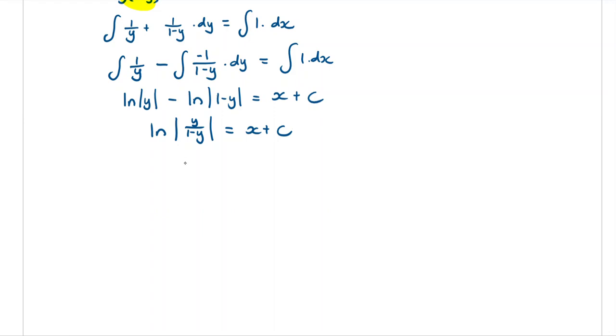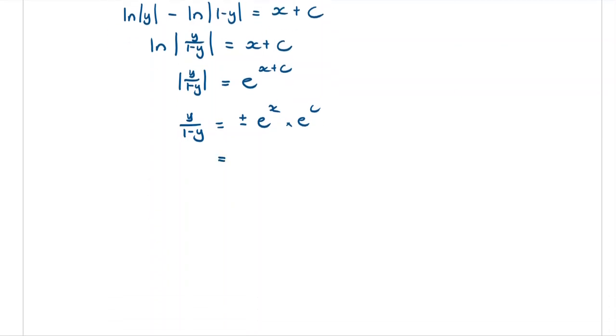Okay, next step. Get rid of the logarithm. So slide your base across. So we have y over 1 minus y will be e to the power of x plus c. Get rid of the absolute values. So we have y over 1 minus y equals plus or minus e to the x times e to the c. Now I am going to just get rid of all those constants and call it a e to the x or b e to the x. Lots of different letters you can put in there. Where a is equal to plus or minus e to the c.